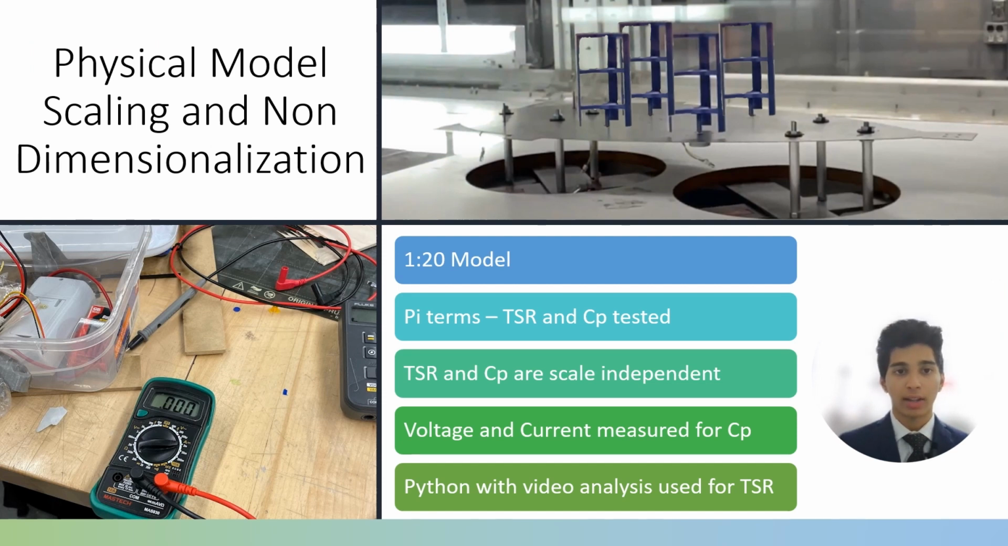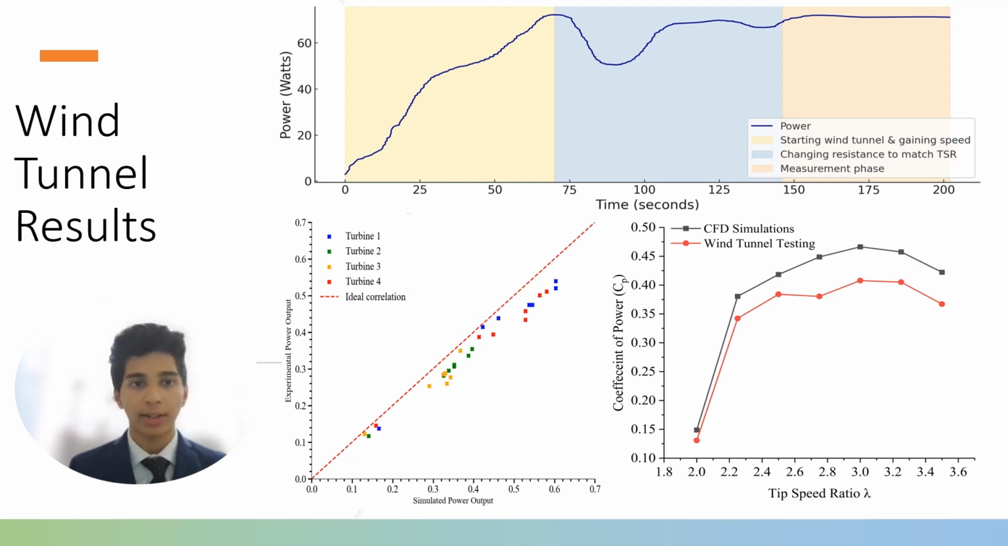The primary objective of the wind tunnel testing was to corroborate the CFD simulations concerning the aerodynamic behavior of the turbine cluster. To this end, a meticulously crafted lab-scale prototype modeled at a 1:20 scale ratio was employed, as depicted above. To ensure the accuracy of the test, the pi terms TSR and CP were utilized as they are scale independent. Wind tunnel testing was executed across TSRs ranging from 2 to 3.5 in increments of 0.25.